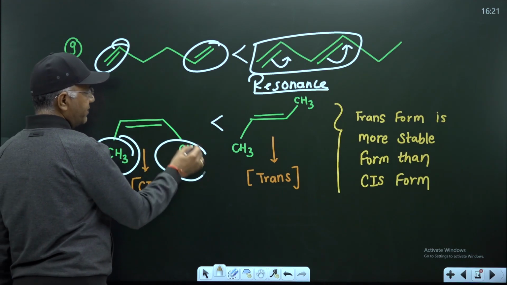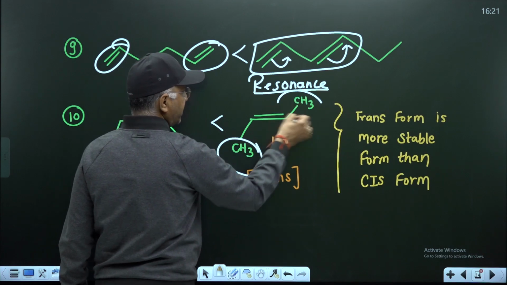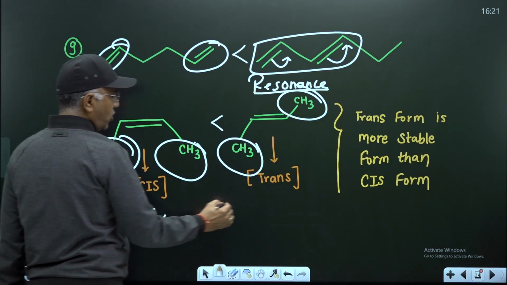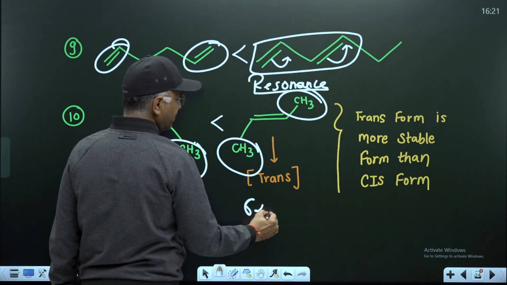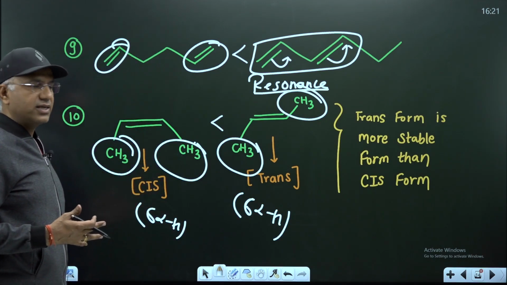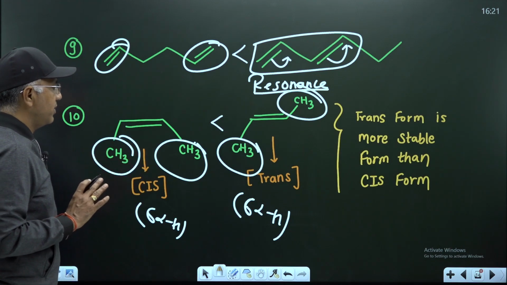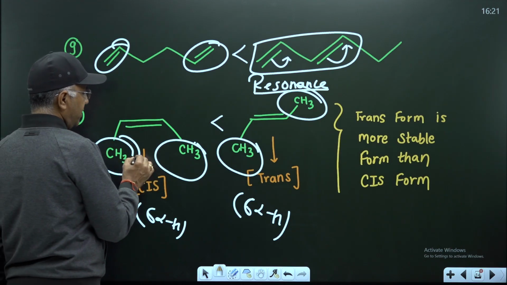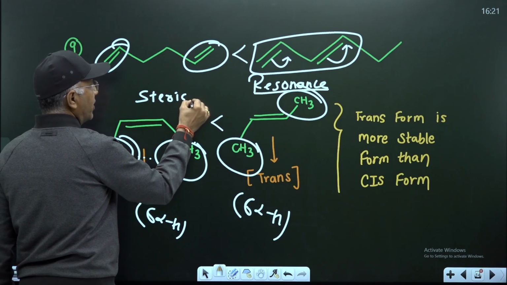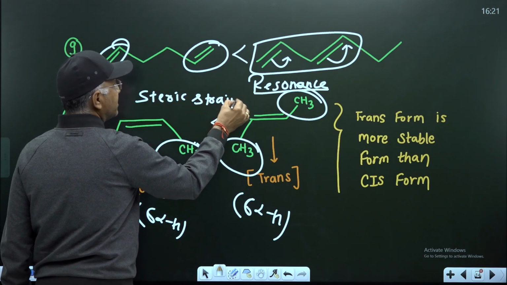Cis means it is on the same side. Trans means it is on the opposite side. So this cis has 6 alpha H, and the opposite side trans has 6 alpha H. The number of alpha are the same, the number of hyperconjugating structures are the same, stability of hyperconjugation is the same. So that's why we will consider the steric strain. Trans is more stable because of steric strain in cis.